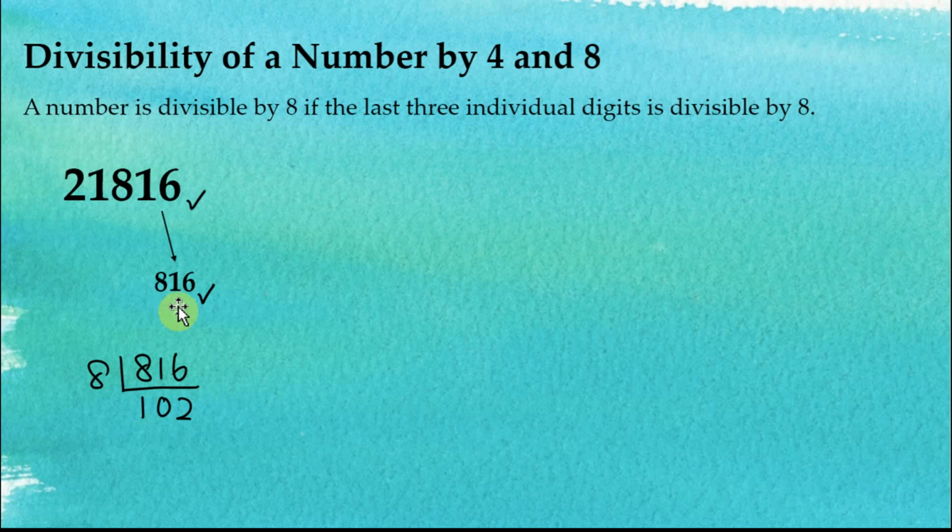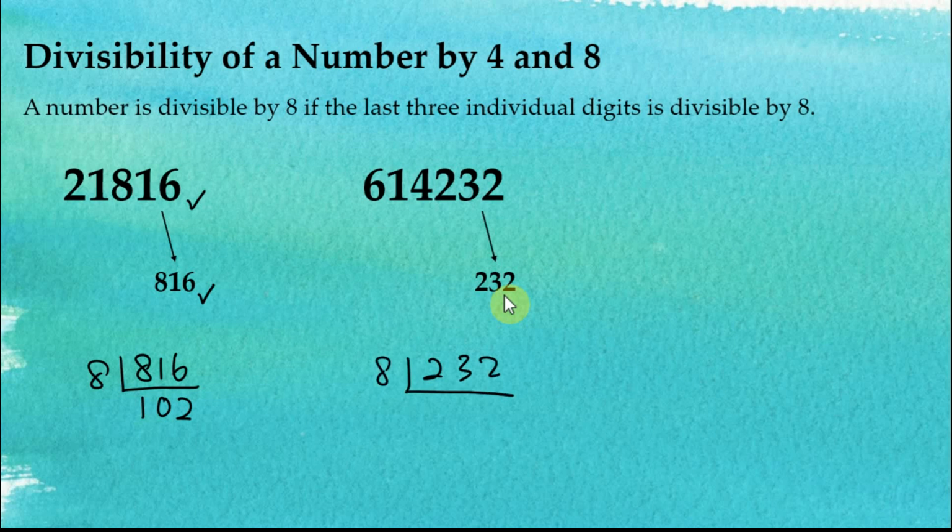Let's see another example, 614,232. The last three digits are 232. 232 divided by 8. 8 times 2 equals 16, and the remainder is 7, and 8 times 9 equals 72. So 232 is divisible by 8, and therefore this number, 614,232, is divisible by 8.